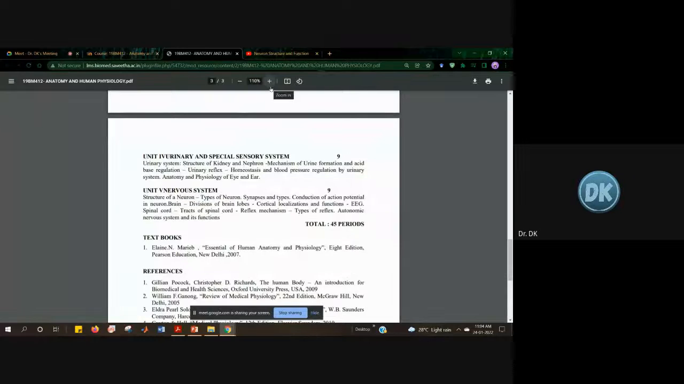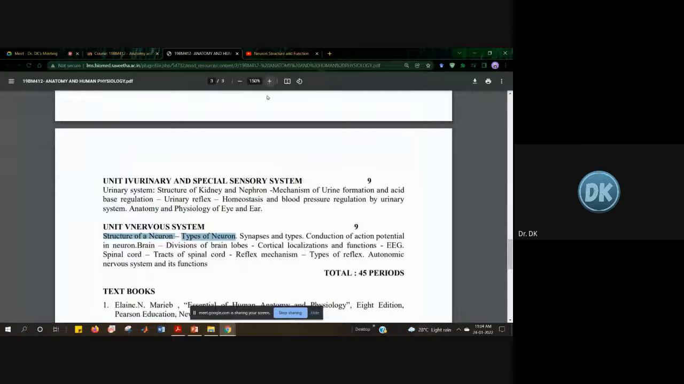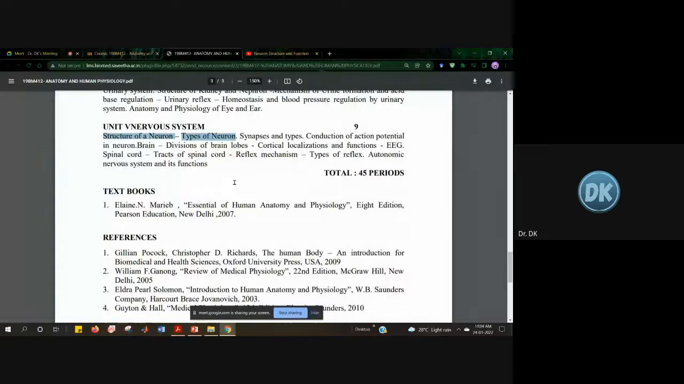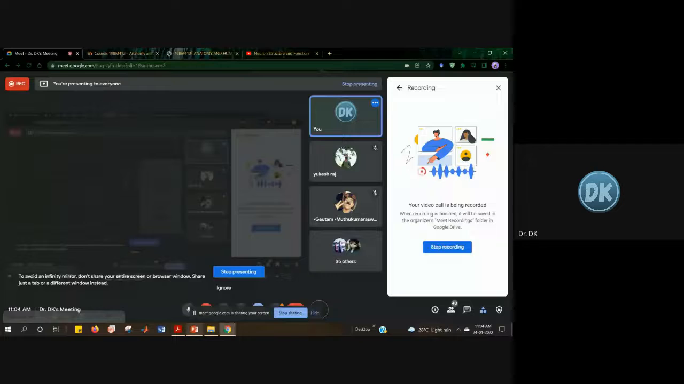Since I have already sent you the question bank, I thought I'll cover the main questions in the question bank first. So the first topic in your 5th unit is structure of neuron and types of neuron. So we'll start with what is nervous system and how it is classified, and then we'll move on to structure and types of neuron.